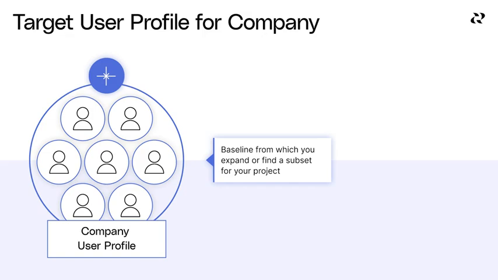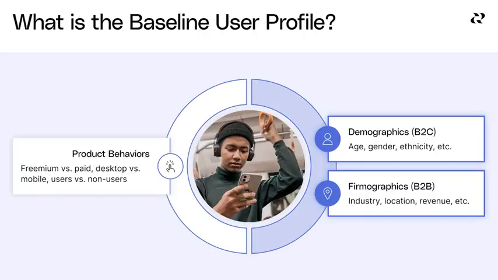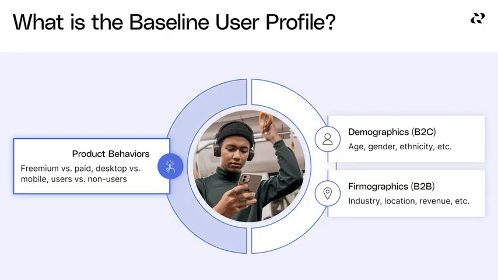To establish this baseline, we'll define 2 types of attributes for the user profile. We'll define demographics, such as age, gender, or geography, for B2C companies, and firmographics, such as company size, role, or industry, for B2B companies. We'll also define product behaviors, such as user status, frequency of engagement with the product or feature, device or platform type, or paid versus free users.